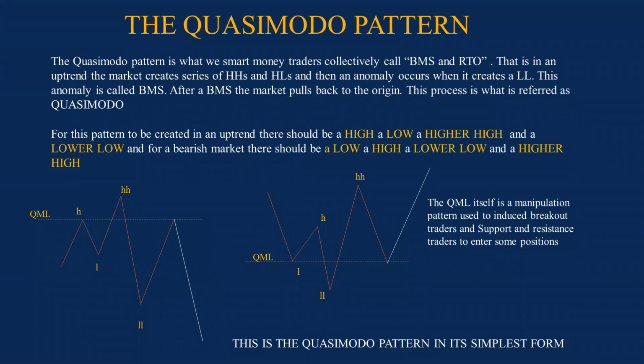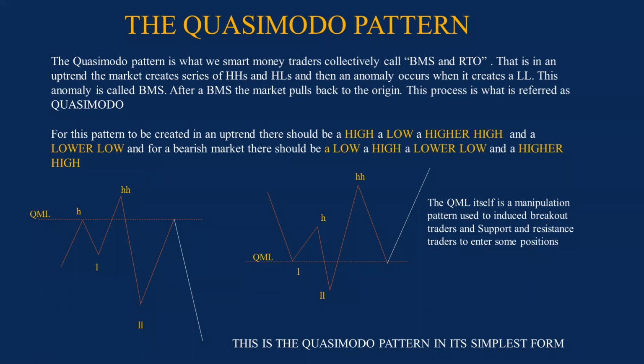This is in an uptrend. The market creates a series of higher highs and higher lows. If you watch the videos on market structure, you understand this. An anomaly normally occurs when it creates what? A lower low. If you're in an uptrend, the market will be creating higher highs and higher lows, like this. So an anomaly occurs when it creates a lower low. Here, instead of creating a new high, we had a lower low.